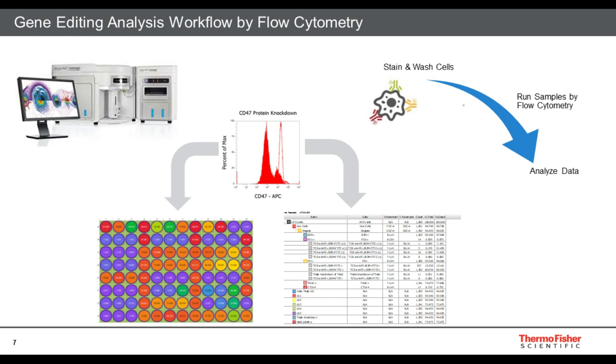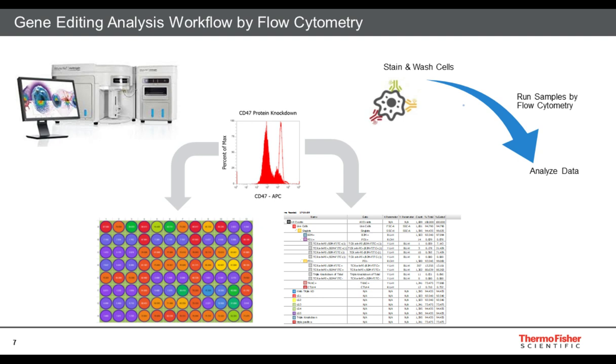I had a validated CD47 antibody conjugated to APC. And you can see on the right here of this histogram, this is an overlay. This is the unedited cells versus the edited cells. And you can see that shift to the left showing functional protein knockdown.